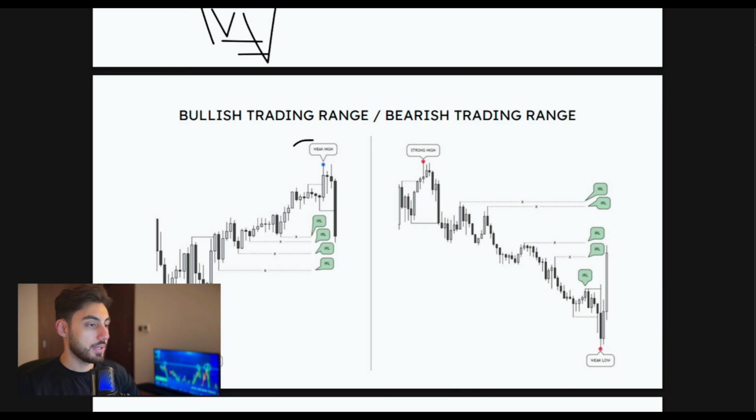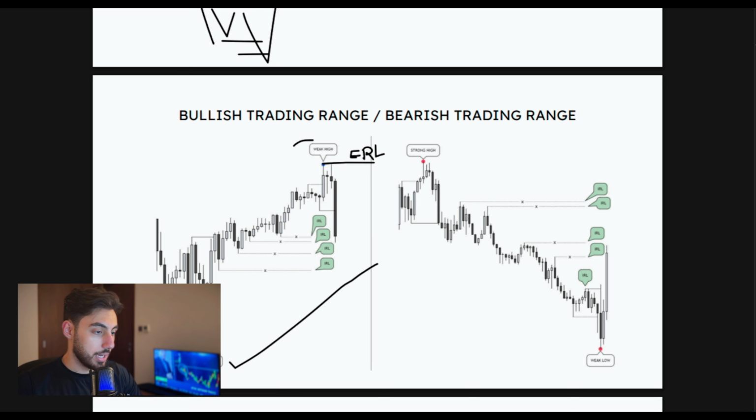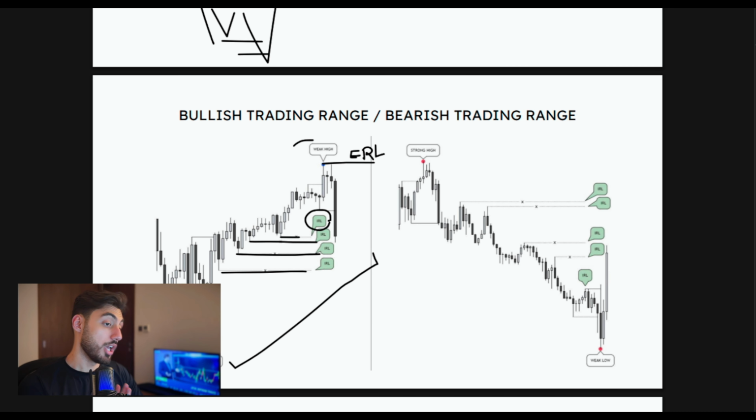We know that in the bullish trend, we have something here in the weak high that we call the external range liquidity point. Now, between the strong low and the weak high, the unswept swing lows are going to be our internal range liquidity. See, there is an unswept swing low, internal range liquidity, unswept swing low, internal range liquidity, and so on.